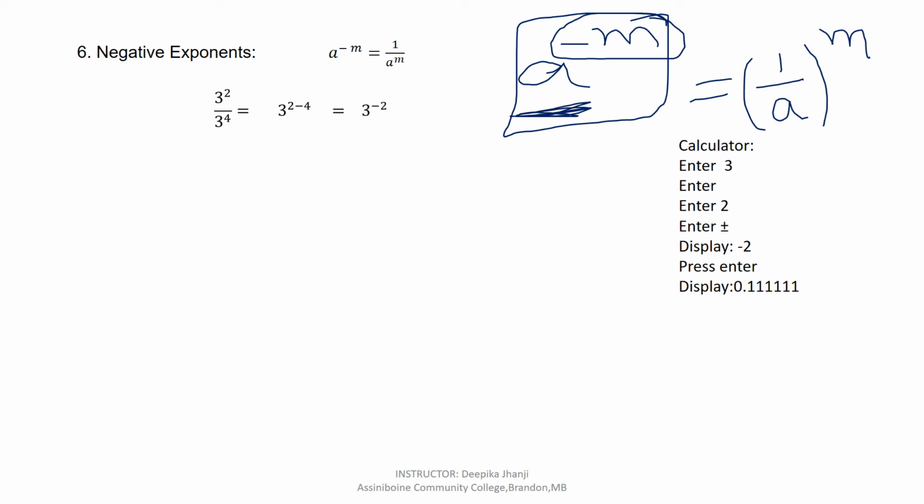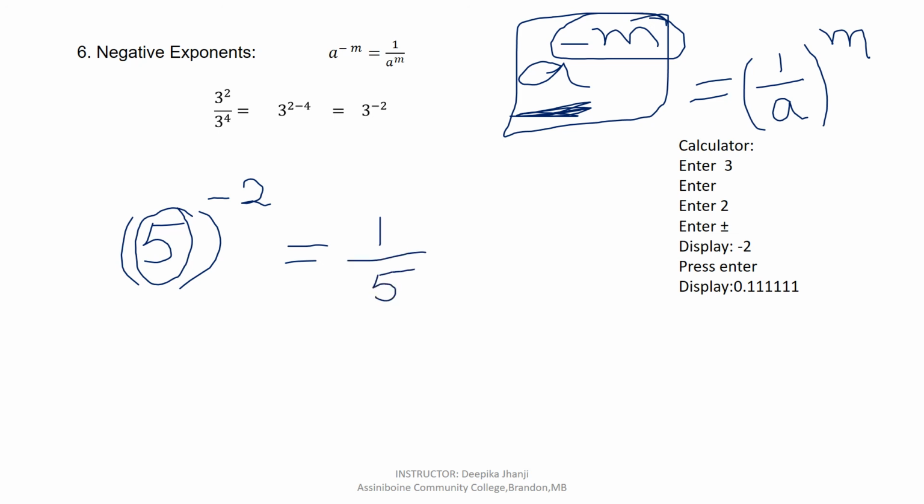Okay, let's consider one example. You have 5 raised to power negative 2, right? Now it's hard to calculate negative 2. You can use calculator, right? It's easy with calculator, but if you are doing it manually, the law says you can flip the fraction. So this 5 becomes 1 upon 5, right? Once you flip the fraction, your exponent becomes positive. So this becomes 2, and the answer to this is 1 upon 25.